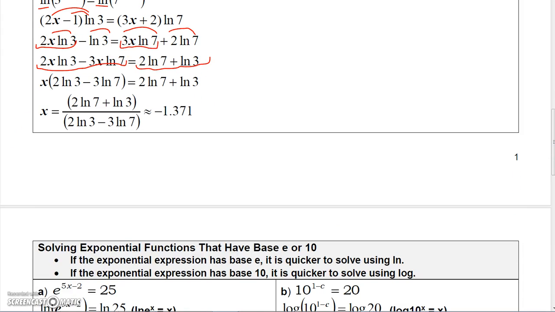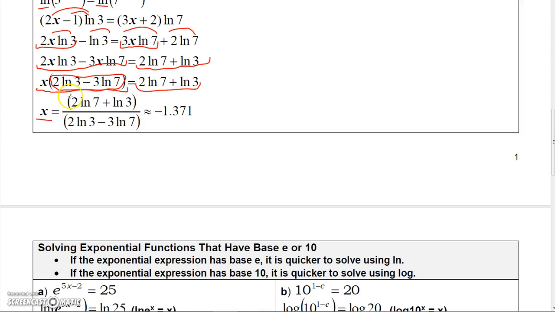Well, now I can factor the x out of these two terms, and I get x times 2 natural log of 3 minus 3 times natural log of 7, and then equals what I had on the right side. Then if I divide both sides by this expression, that will isolate the x, and so I'll get x equals what I have on the right side, 2 natural log of 7 plus natural log of 3, divided by 2 natural log of 3 minus 3 natural log of 7.